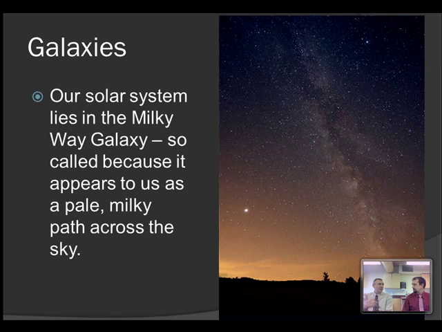It's a milky-looking path, in terms of that cloudy whitishness. The thing is that you can't actually see that here in Toronto because of the light pollution. The last time you could see it from Toronto was during the power failure in 2003, because it was pitch black.